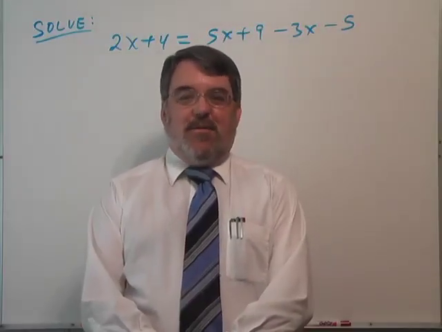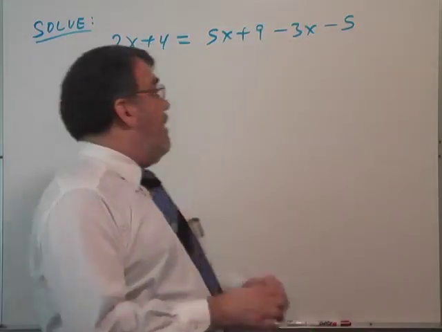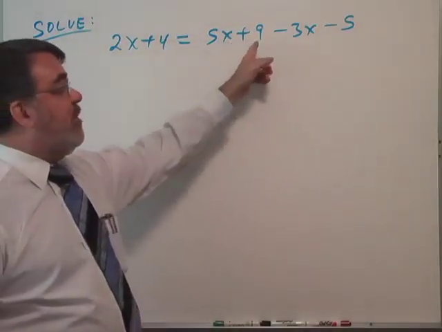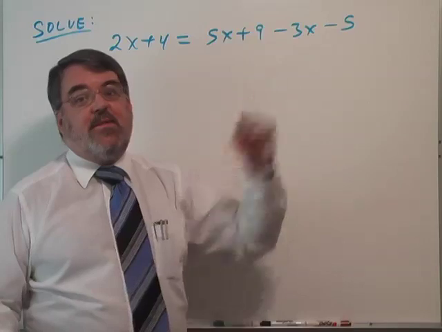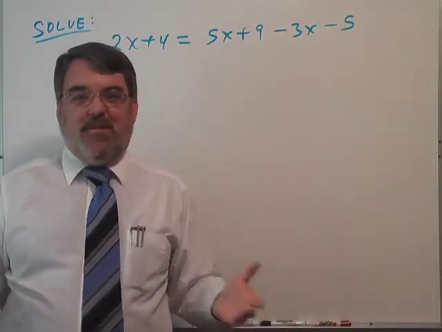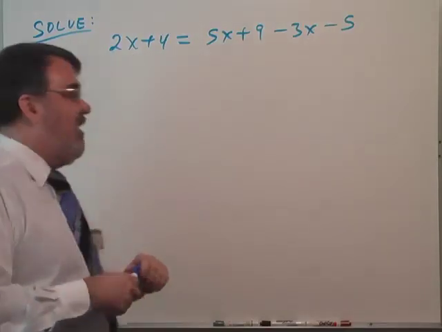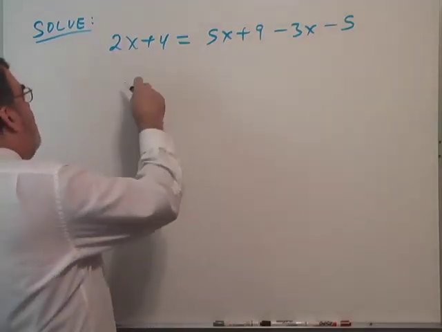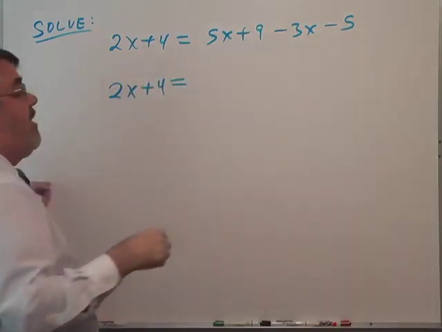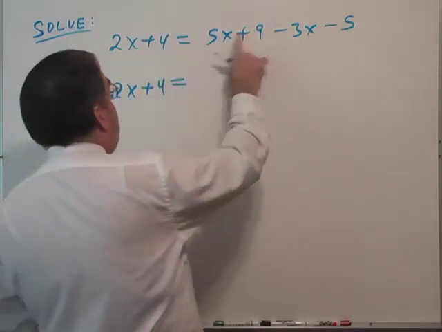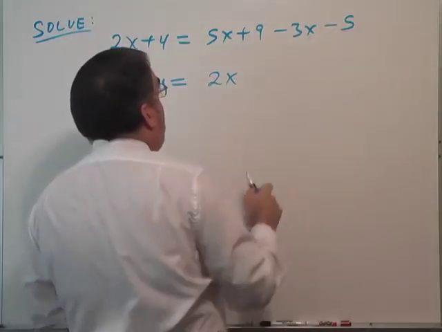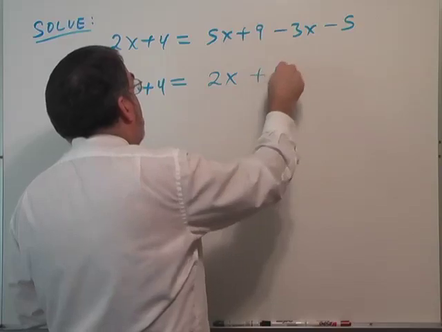Okay, one more equation to look at in this video. Solve 2x plus 4 equals 5x plus 9 minus 3x minus 5. And what's going to make this one different? Well, we'll just see. We can't simplify the left side, but the right side we can simplify. So we can combine 5x and minus 3x. That gives us 2x. And 9 minus 5 is 4, plus 4.